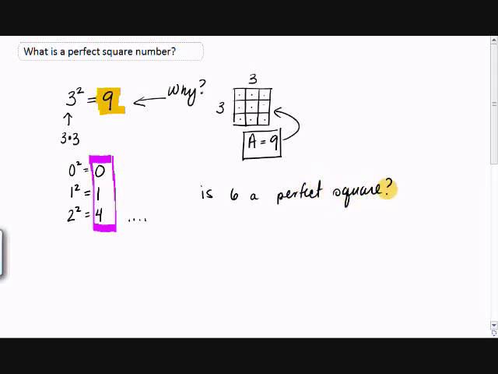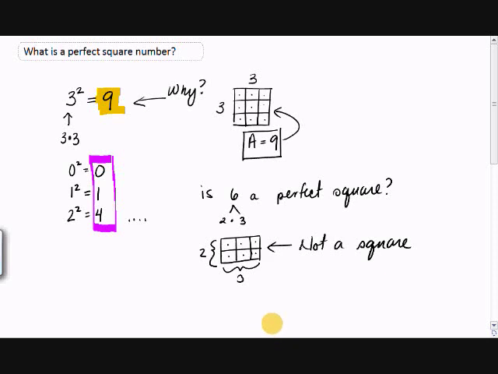Alright, how could we figure this out? Well, we could take 6 units, or we could break 6 down. 6 is 2 times 3, right? So if I draw this, what I end up with is 2 units on this side, and 3 units here, and that makes 6. 1, 2, 3, 4, 5, 6 square units. Is this a square? Nope, not a square. So, is 6 a perfect square? No, it's a rectangle. So, it's not a perfect square. We don't call it a perfect square.